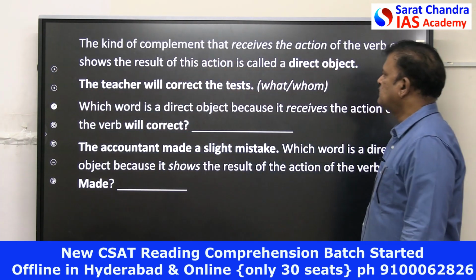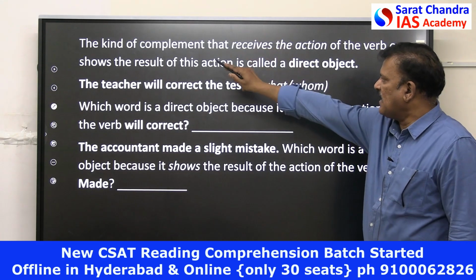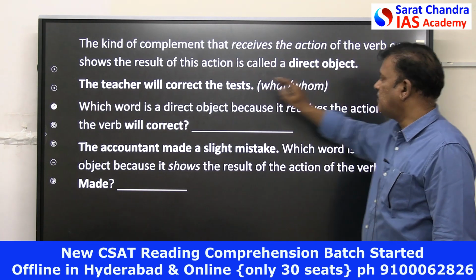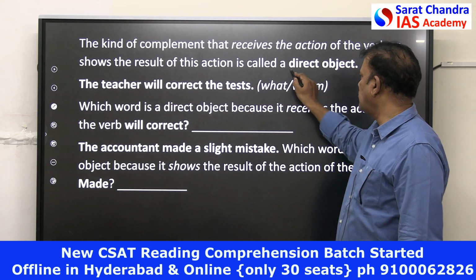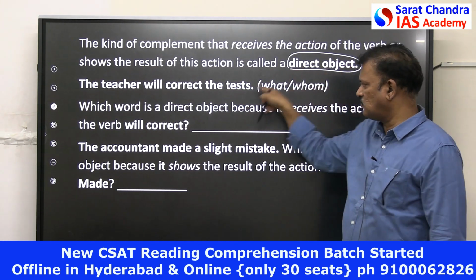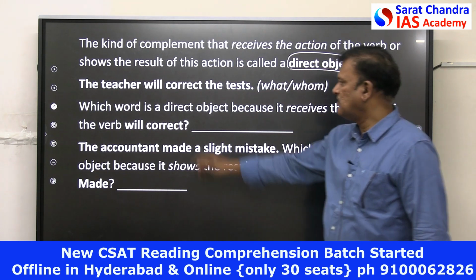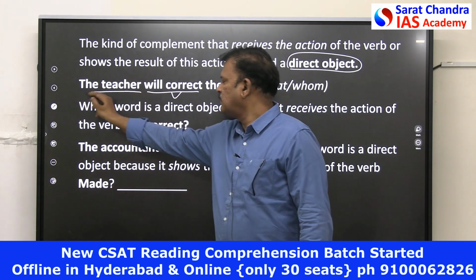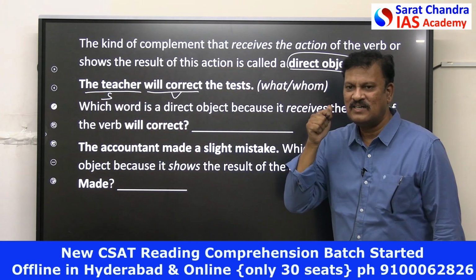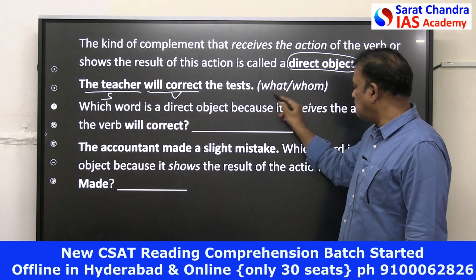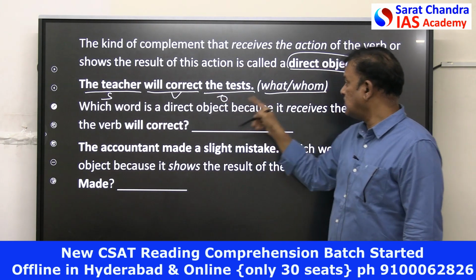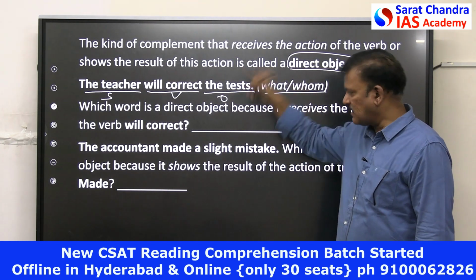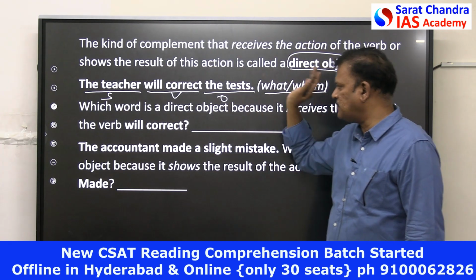Now, the kind of complement which completes, that receives the action of the verb or shows the result of this action, is called a direct object, which we have done already. Now check it out. Where is the verb? Will correct. Where is the subject? Who? The teacher will correct what? Now, object. Here you can expect to see what or whom. Whatever comes of these two, that is the object. Blindly remember, that is the direct object or object.